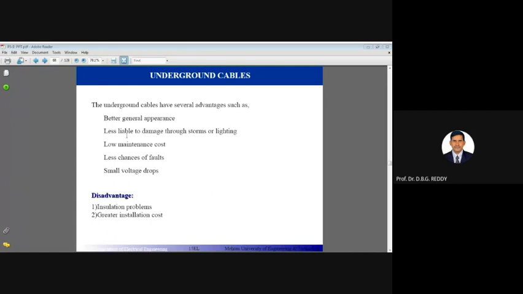Cleat wiring is good for workshops, where you can see everything physically. From the appearance point of view, in commercial and domestic wiring we are using conduit wiring. Better general appearance, less liable to damage from lightning, low maintenance cost, less chance of fault, small voltage drop. Disadvantages: installation problems and greater installation cost. The cost is very high.